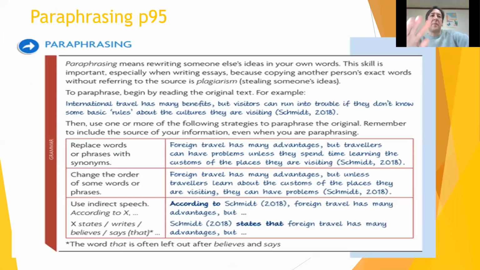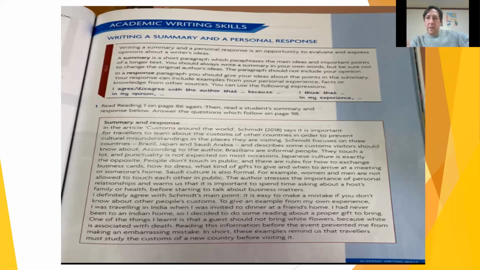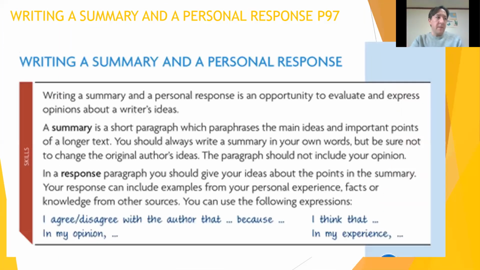So we did those two parts. Now I mentioned that we were going to kind of practice these. So the practice comes on page 97. This is page 97, academic writing skills, writing a summary and a personal response. So there are two boxes there. So the first box, I'm just going to read this.